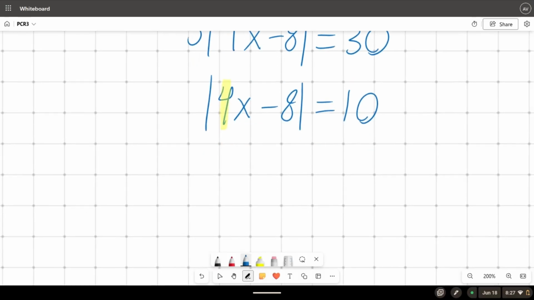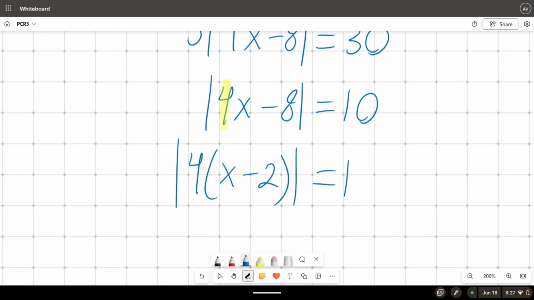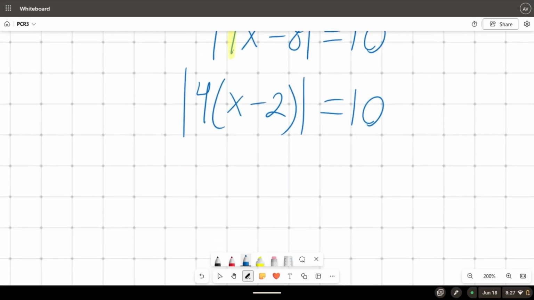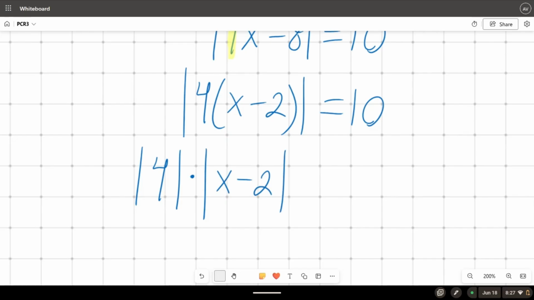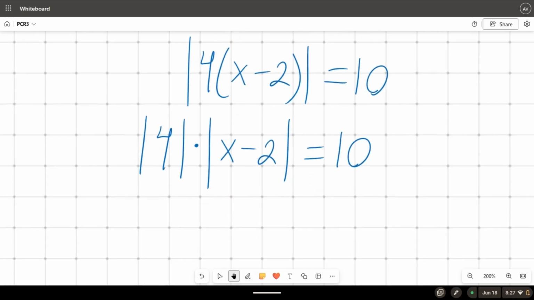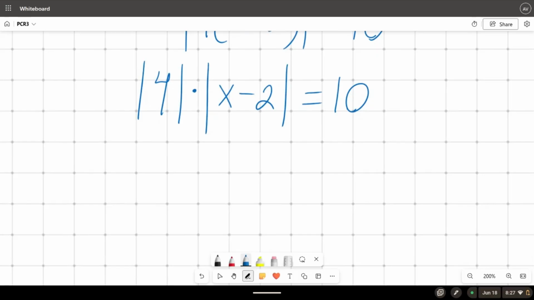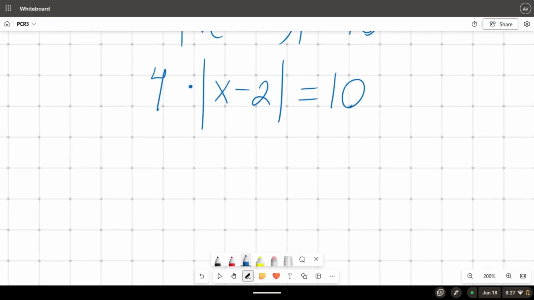To deal with our 4, let's factor out 4 from the inside of the absolute value. So you get the absolute value of 4 times the quantity x minus 2 is equal to 10. Now we can split it into its own absolute value: the absolute value of 4 times the absolute value of x minus 2. Now we can get rid of the absolute value bars around the 4 because 4 is positive, and we can divide both sides by 4. If we simplify the fraction that will be on the right side, we get 5 over 2.